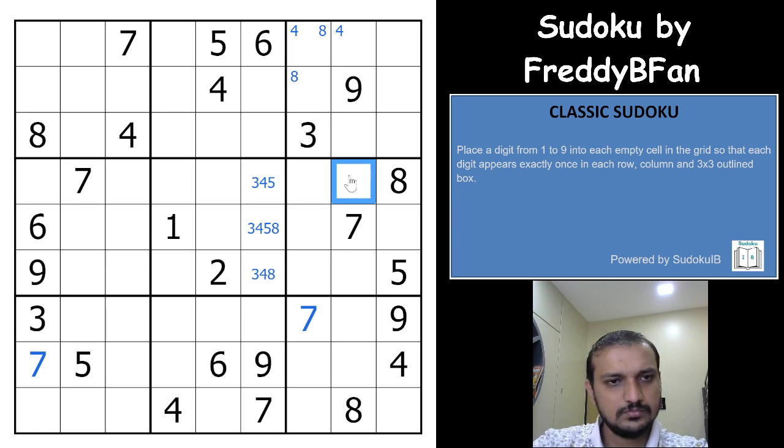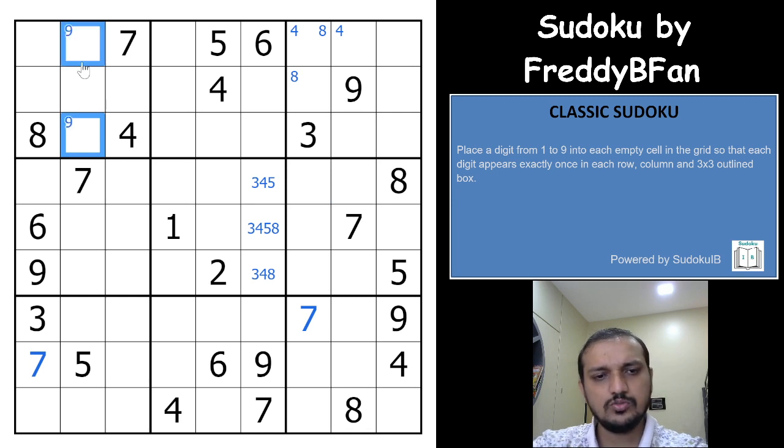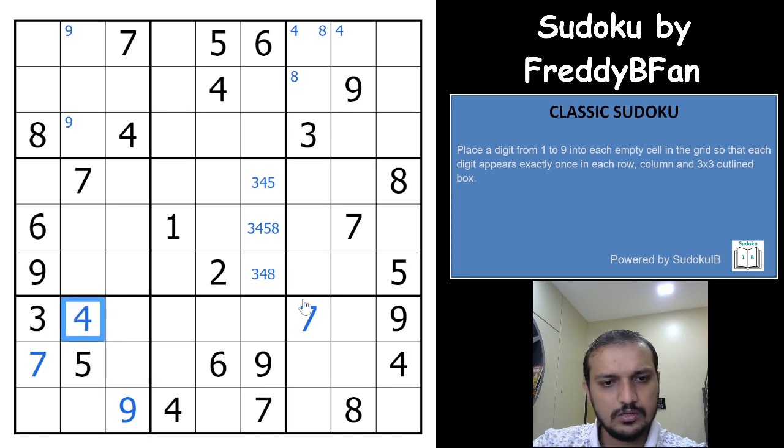and a 9 in one of these two cells, a pointing of 9. That gives you a 9 here, and a 4 here. A 4 here, and this cell is not a 4 now. 4 is in one of these two cells. So 7, 9, 4, and 5. 5 is in one of these two cells, so that gives you a 5 here, and a 5 here, and a 5 here. I think so.